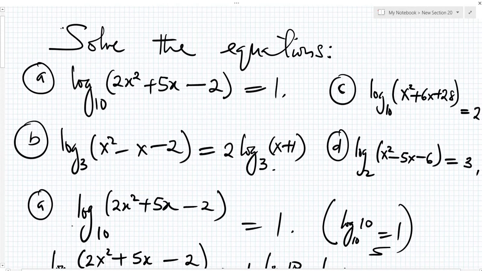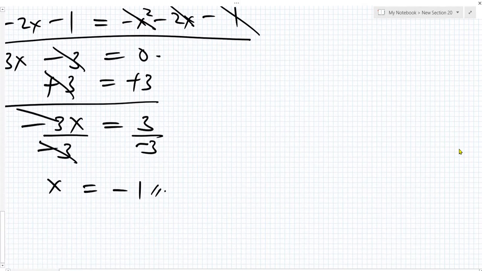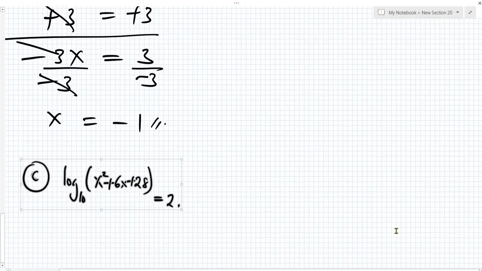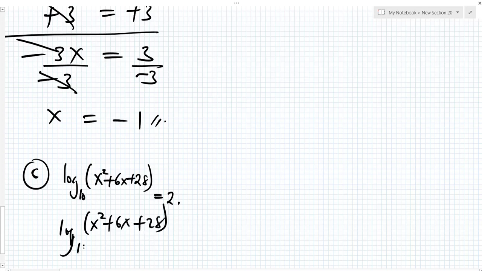Now let's look at C. Now just copy this C here, copy and paste it. Now I have log of x squared plus 6x plus 28, base 10, equal to 2. Now I will use this expression: log 10 base 10 is the same thing as 1. So this 2 is the same thing as 2 times 1, so it will now be 2 times log 10 base 10.